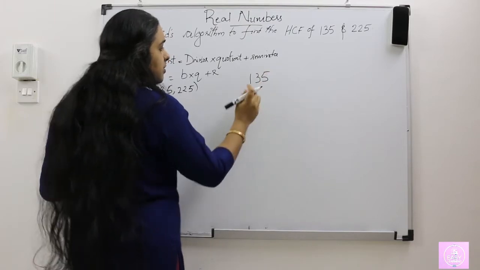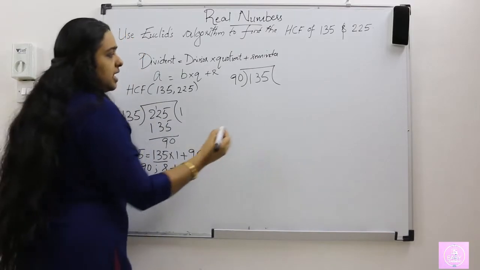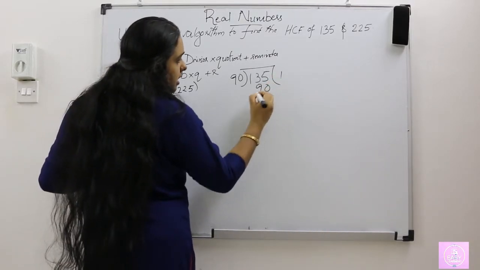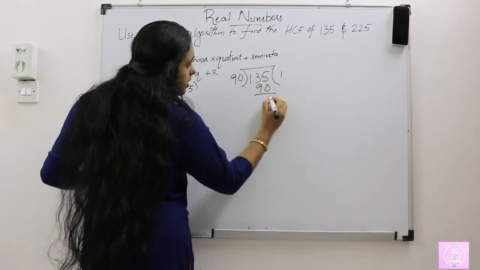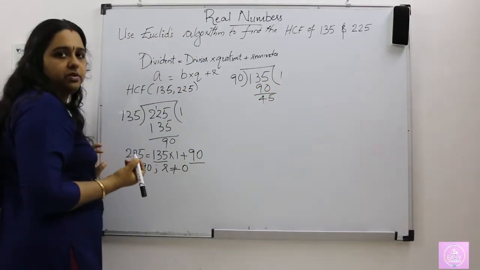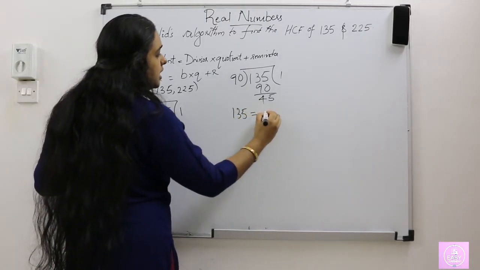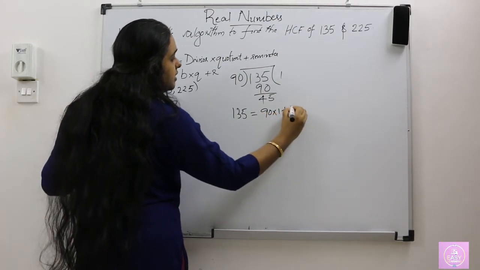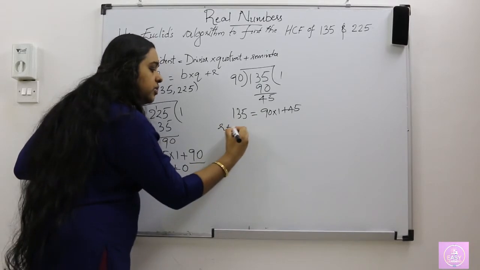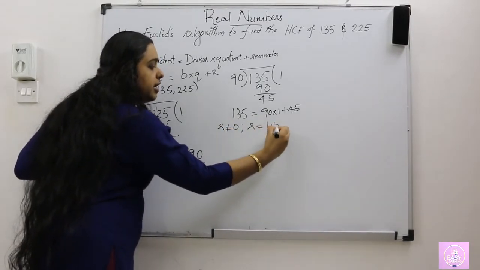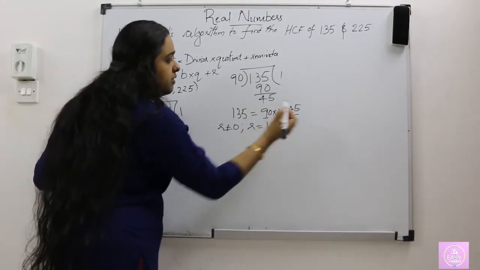135, I am going to divide. We take the biggest number as the dividend and the smallest number as the divisor. 135 and 90: once 90, and 135 minus 90 is 45. Here also we write 135 equals 90 into 1 plus 45. Here also the remainder is not equal to 0. R equals 45, which means we have to do the division again, taking 90 and 45.